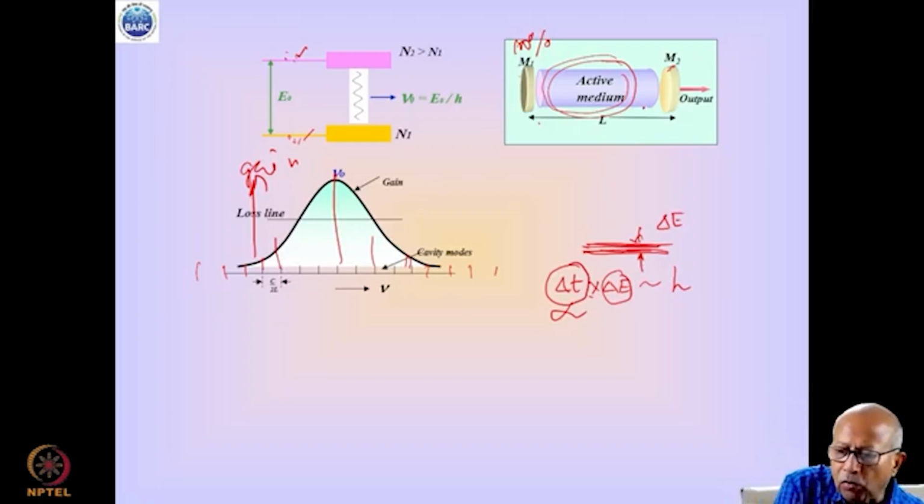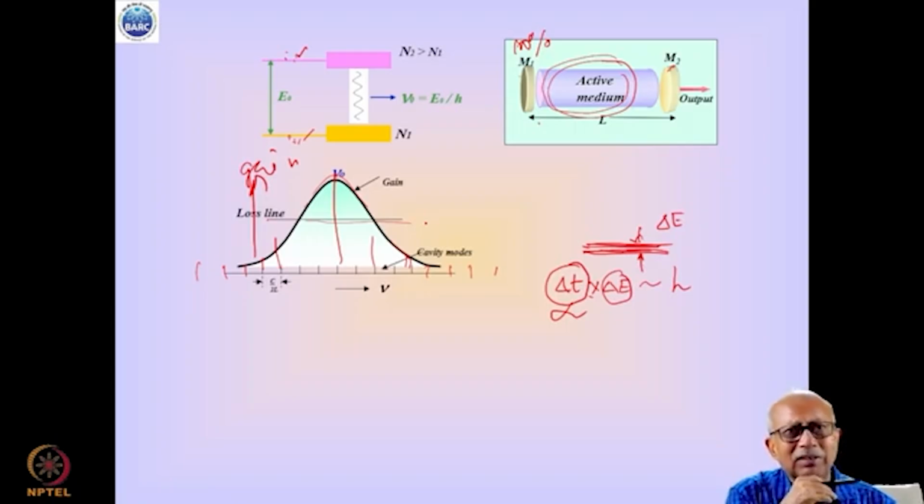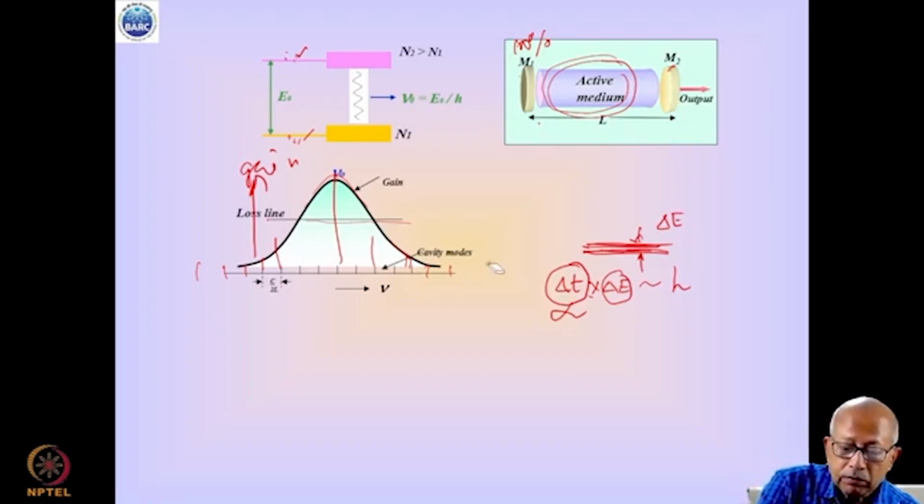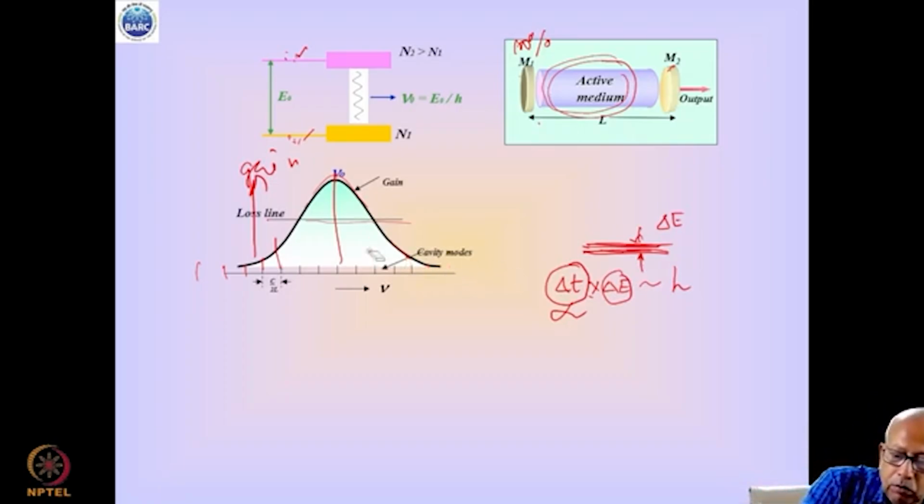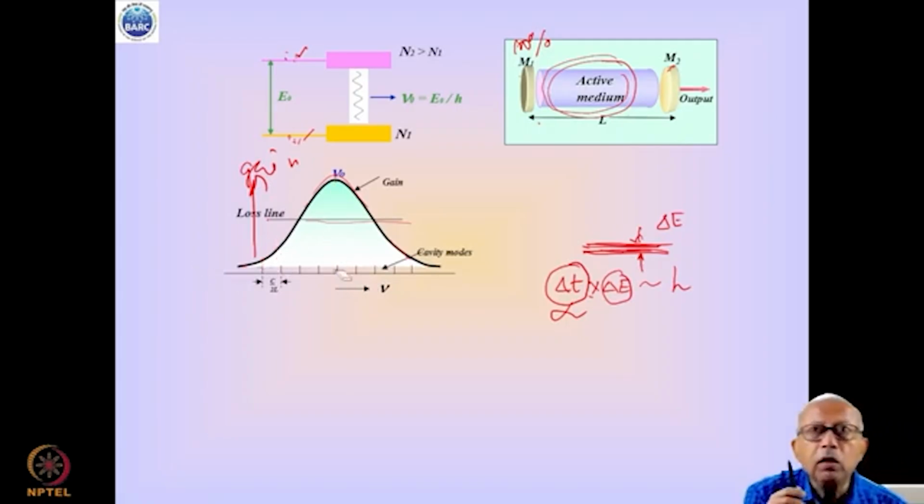So all these cavity modes will experience the same loss, while this is the gain. Different modes have different gain, but all the modes have the same loss, which is represented by this straight line. So now, lasing would occur only on those cavity modes which have net gain, meaning whose gain is more than the loss.